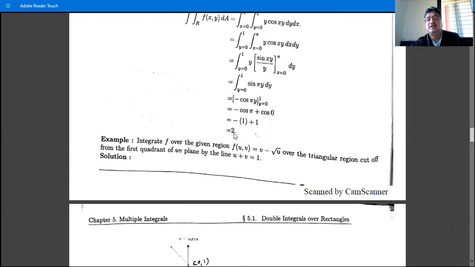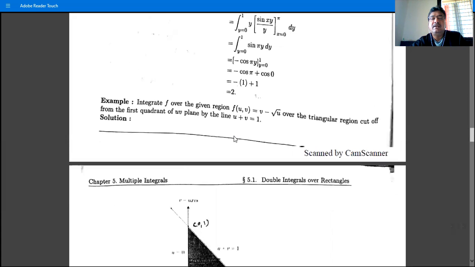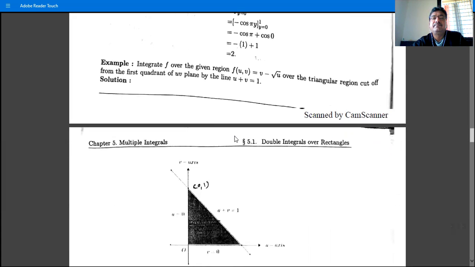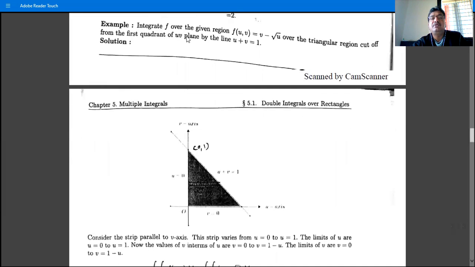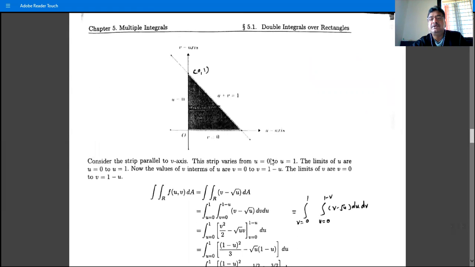So the correction is there. Similarly, the next problem, f of u v, instead of x and y, here u and v are notations, and the region is the triangular region cut off from the first quadrant of the uv plane by the line u plus v is equal to 1. So this is the line u plus v is equal to 1, or x plus y is equal to 1.